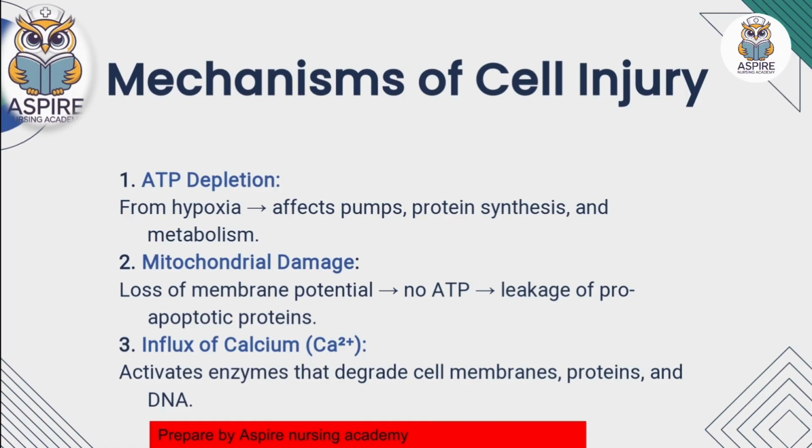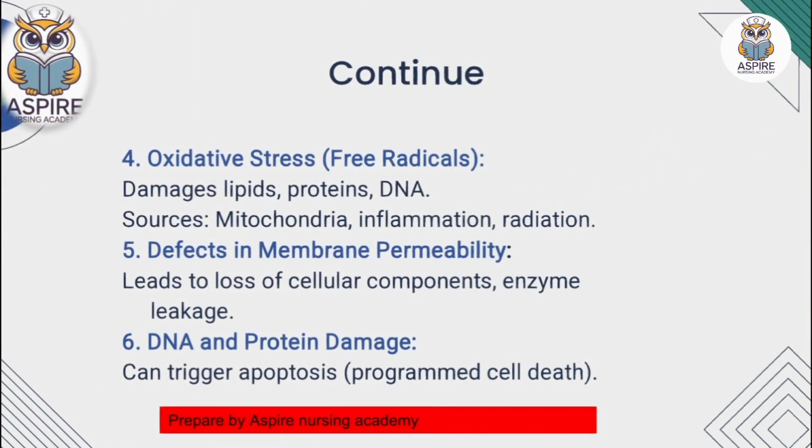3. Calcium influx. Excess calcium inside the cell activates destructive enzymes. They break down proteins, DNA, and membranes. 4. Oxidative stress, free radicals. Free radicals are highly reactive molecules that damage lipids in membranes and break down proteins and DNA. They're produced in normal metabolism, but too many means trouble.